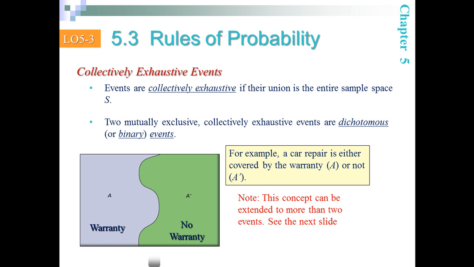Back here to the collectively exhaustive events of 2 possible outcomes, we call those dichotomous events or binary events, and that's when there's only 2 possible outcomes. For example, does your car have a warranty, A, or not have a warranty, A complement? Those are the only 2 possibilities when it comes to the status of your car's warranty. Either you have a warranty or you don't have a warranty.